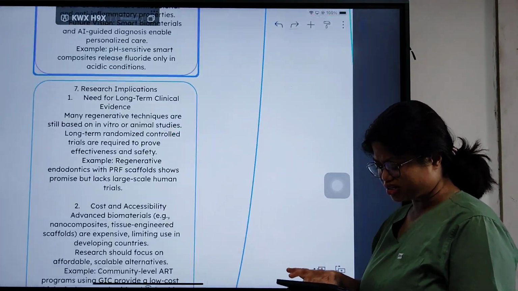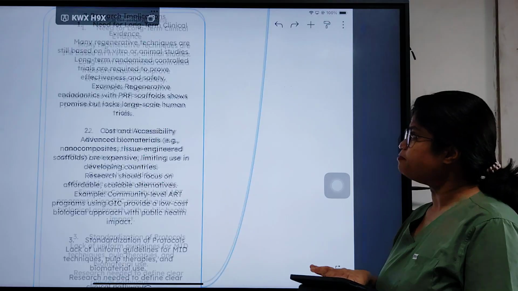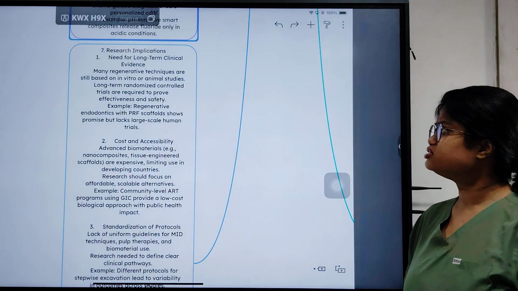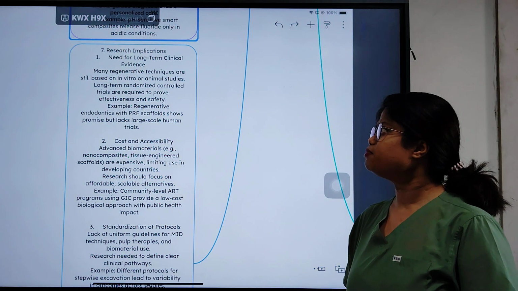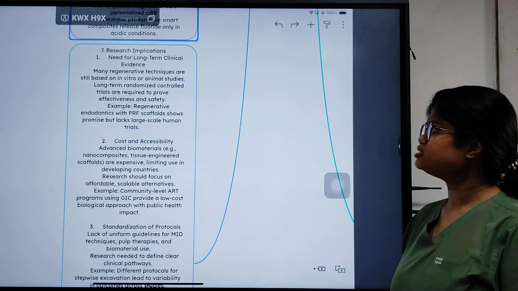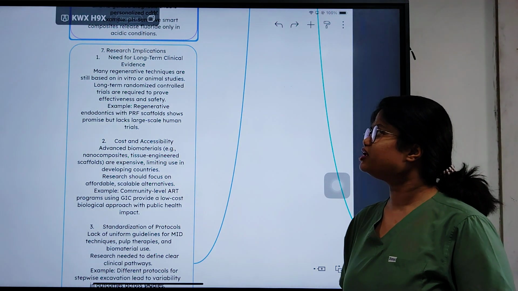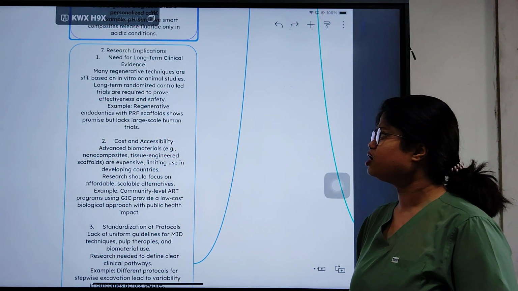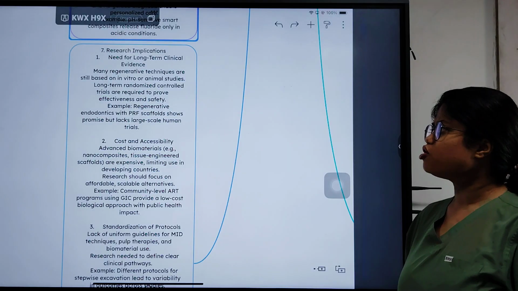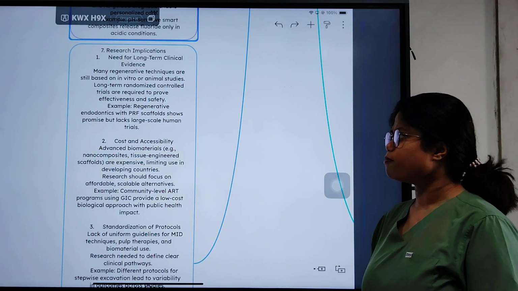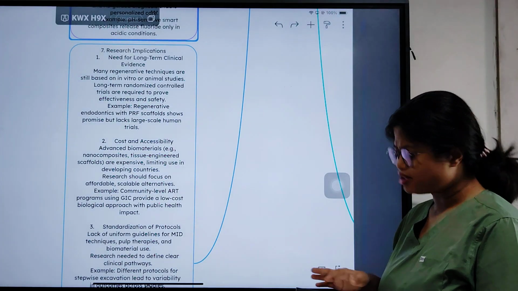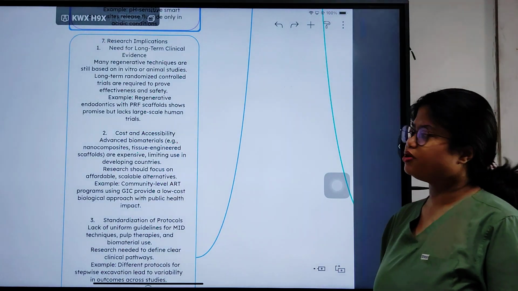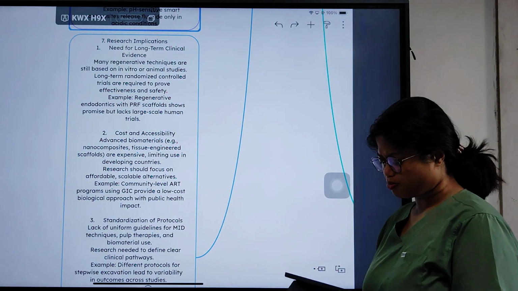Now coming to the research implications, what can be done in future? There is a need for long-term clinical evidence. Many regenerative techniques are still based on in vitro or animal studies. Long-term randomized controlled clinical trials are required for proving their efficacy and safety. Examples are regenerative endodontics with P100 scaffold, which shows promise but lacks large-scale human trials because they have been done on mice models and rat models. They should be extended to rabbits and other mammals.